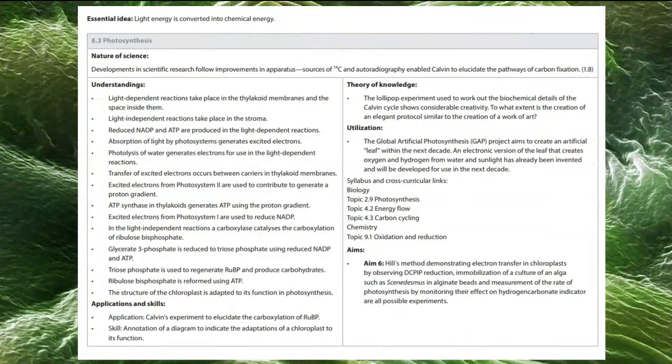And there we are. That is this section on 8.3 completed. We will go into more depth on some of these areas as we study topic 6.